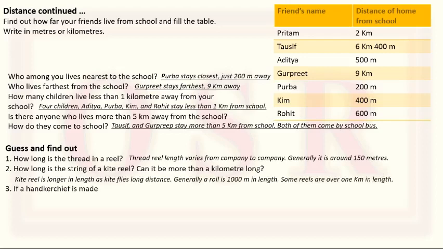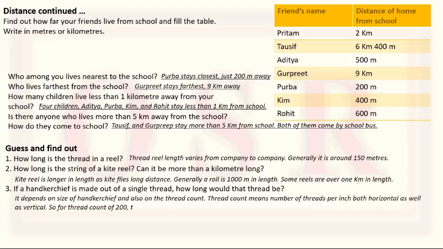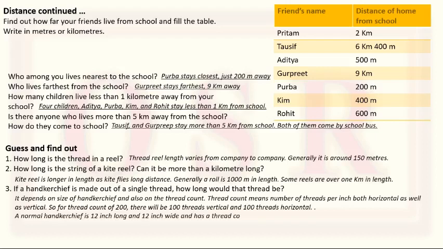If a handkerchief is made out of a single thread, how long would that thread be? Here please pause the video and go through it multiple times. Now it depends on the size of the handkerchief and also on the thread count. Thread count means number of threads per inch, both horizontal as well as vertical. So for the thread count of 200, there will be 100 threads vertical and 100 threads horizontal. Okay guys, a normal handkerchief is 12 inches long and 12 inches wide and has a thread count of 200.